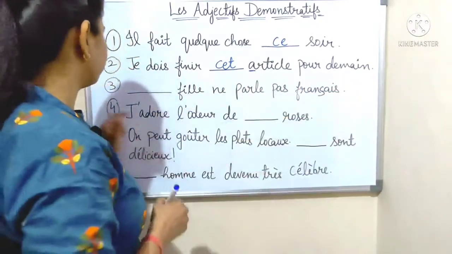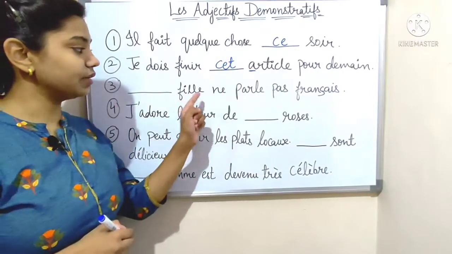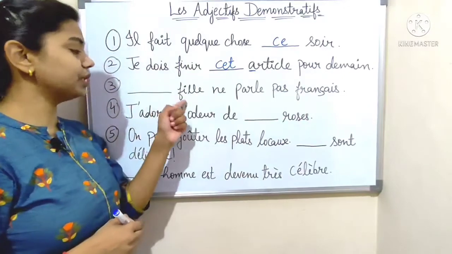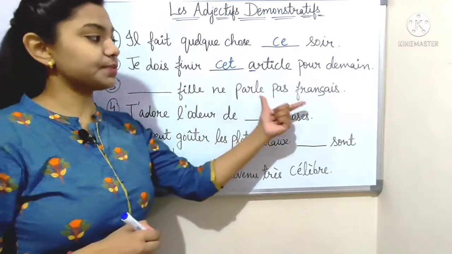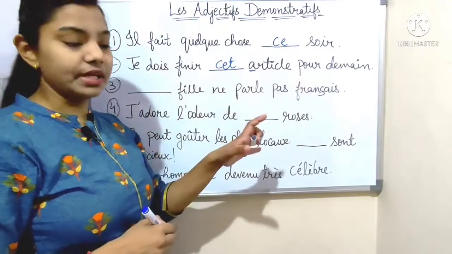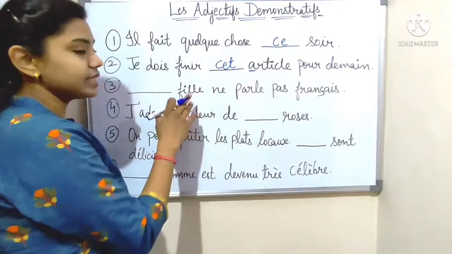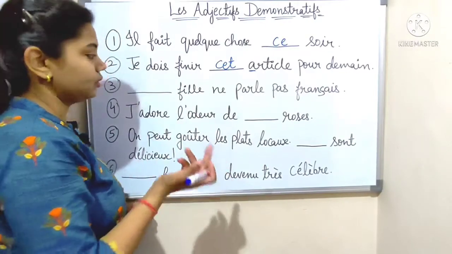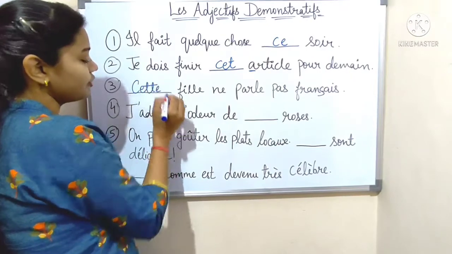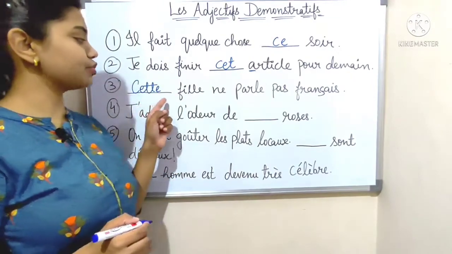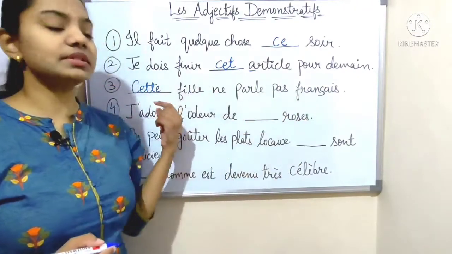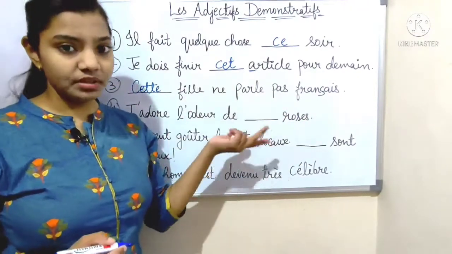Now third: dash fille ne parle pas français. This girl does not speak French. Fille is feminine singular. For feminine singular we use cette as the demonstrative adjective. So cette fille ne parle pas français, which means this girl doesn't speak French.